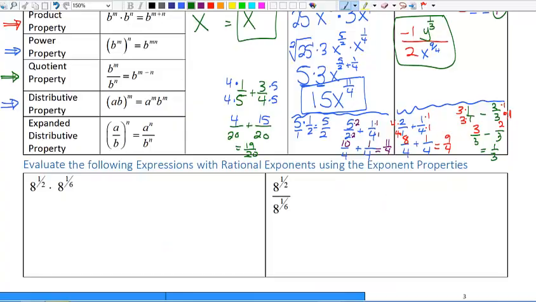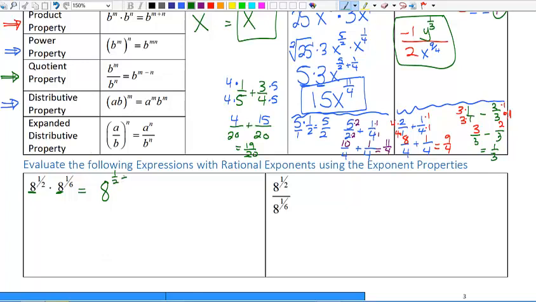On this next problem, notice it says evaluate the following expressions with rational exponents using the exponent properties. So just like the first section on this page, we were evaluating rational expressions, but this time you also have to use your properties. So it's a little bit of both sections put together. Notice that this 8 base is the same. Just like when we had x's the same as a base, the product property says that the 8 will stay the same.